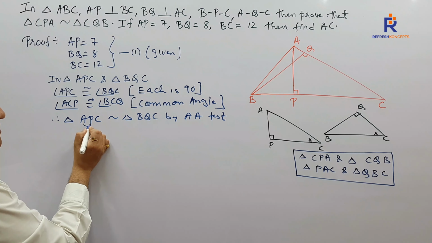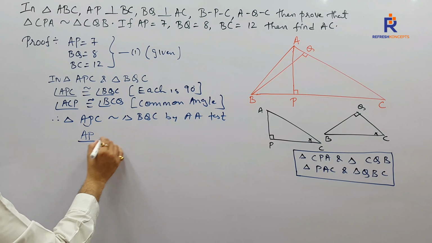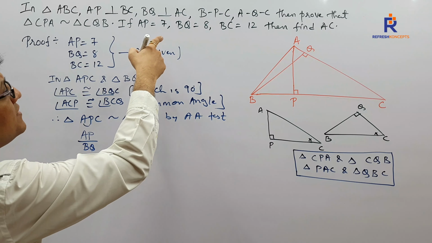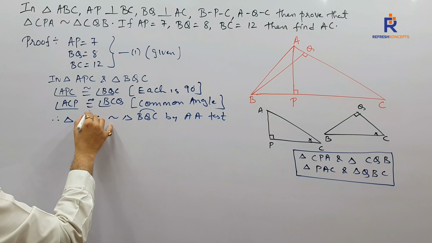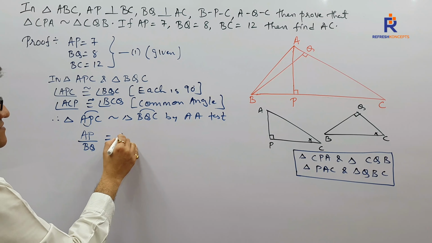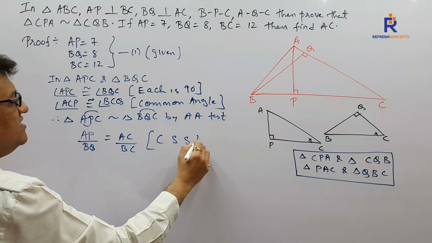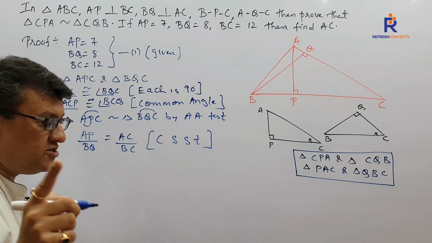AP, okay. So AP is given to me. That's the reason I've taken AP. AP by who shall be there? Corresponding value, BQ. Then BQ is known. BC, oh okay. If BC is there, then I'll go with AC. That's what I need to find out. AC by BC. I shall write down CSST. Children, please do not write down CSST, write: corresponding sides of similar triangles.